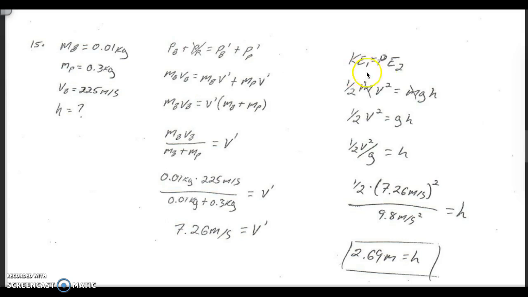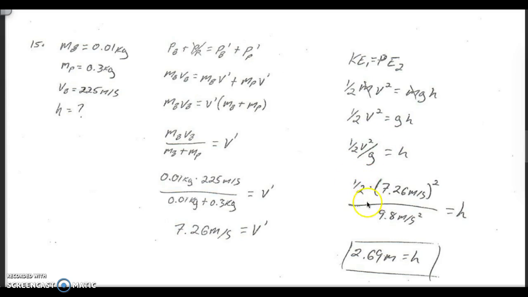I already talked you through why we're using energy, because initially the pendulum has kinetic energy after the collision. Finally, it's going to have potential energy because it reaches the maximum height. 1/2 mv squared equals mgh. The m's cancel because they're on both sides. They'll leave me with 1/2 v squared equals gh. I just divide by the g, which is 9.8, in order to get h all by itself. And that gives me 1/2 v squared divided by g.